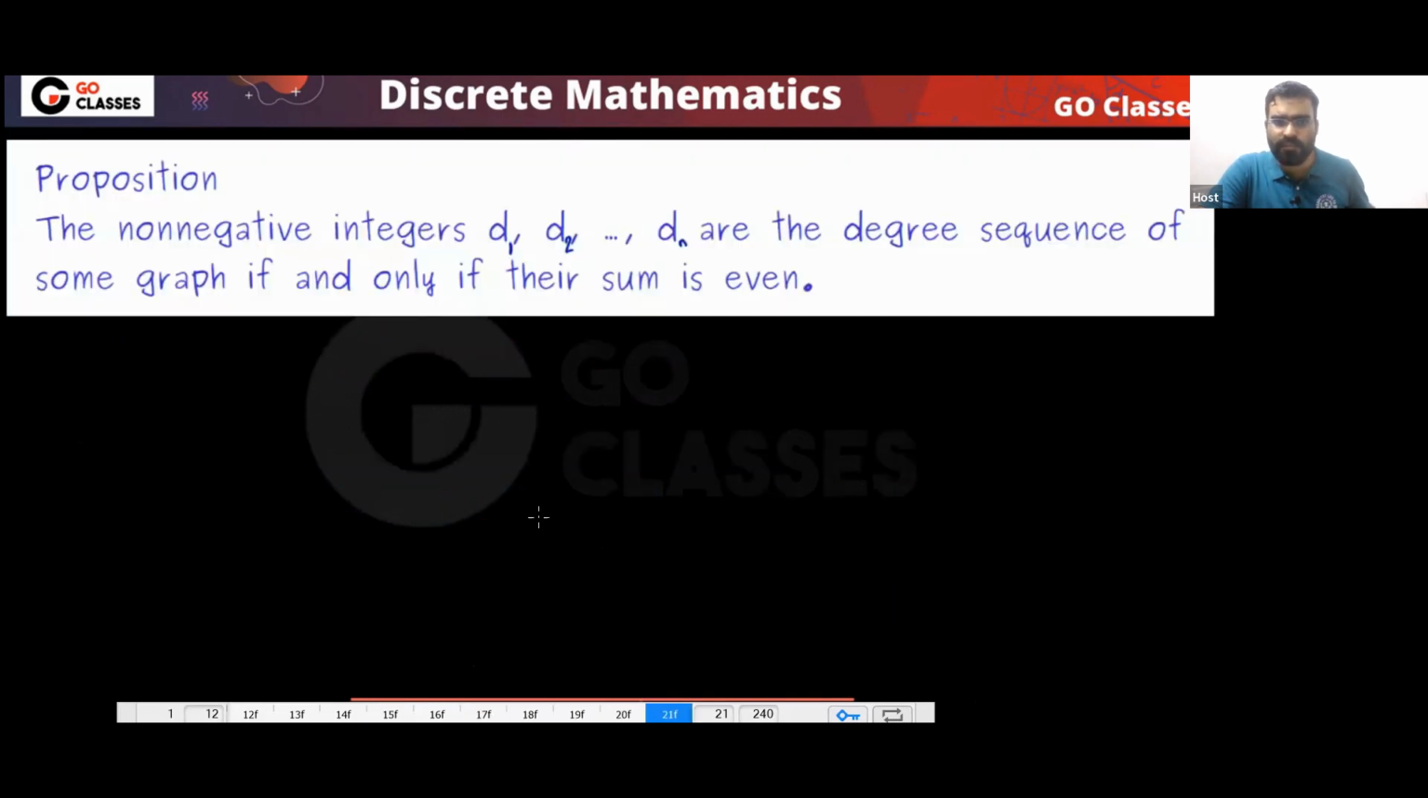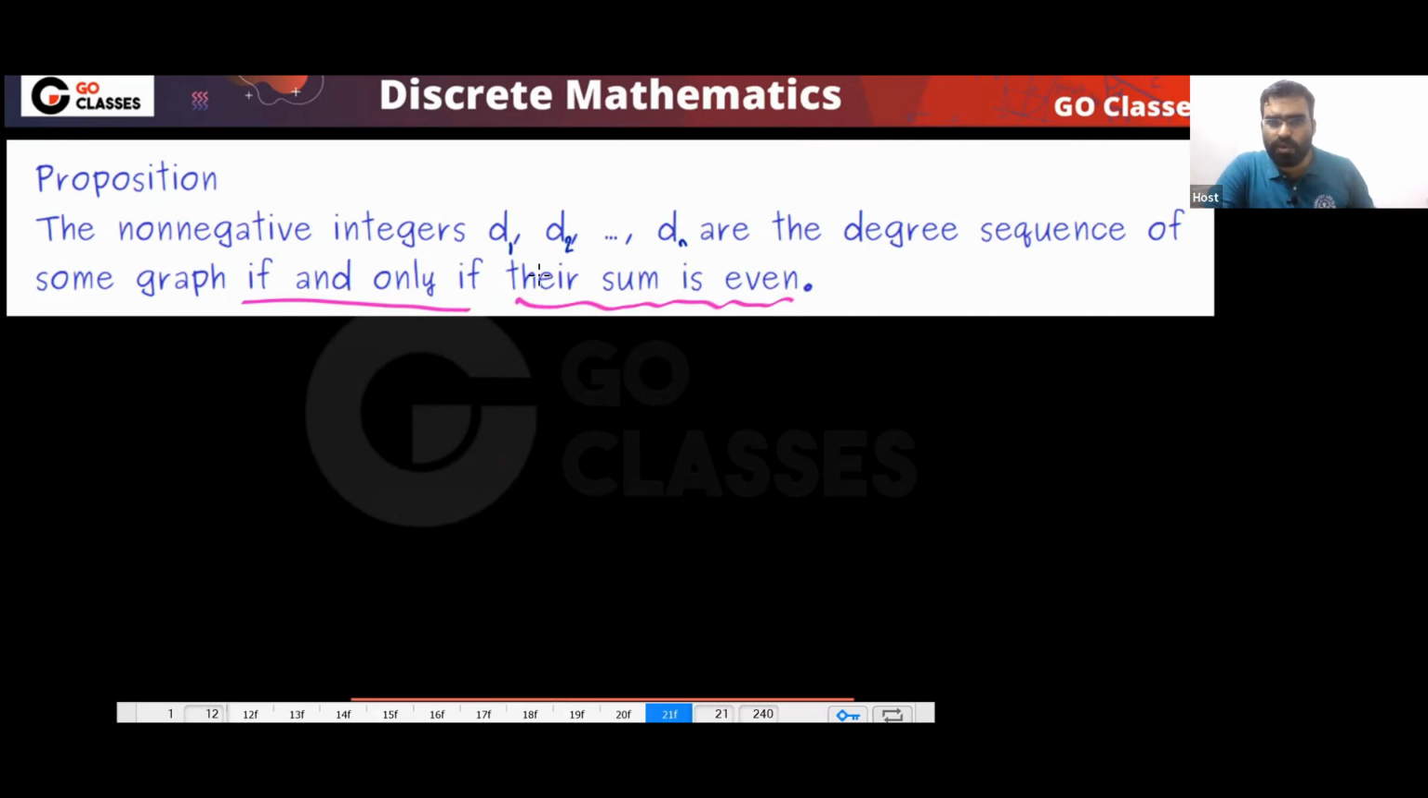Now let's see the condition for this pseudograph. It says that you have a non-negative integer sequence, and this is a degree sequence of some pseudograph if and only if their sum is even. That's it. This is the only condition. No other condition is there.